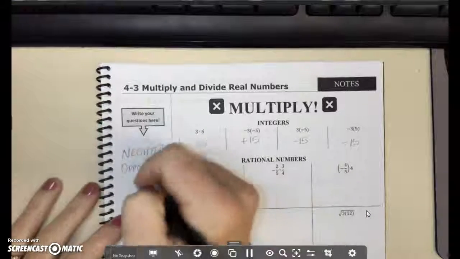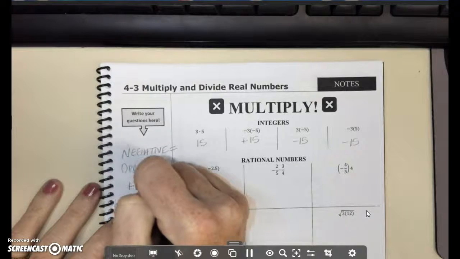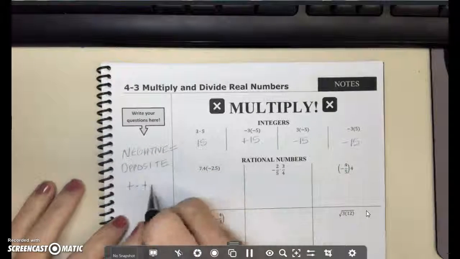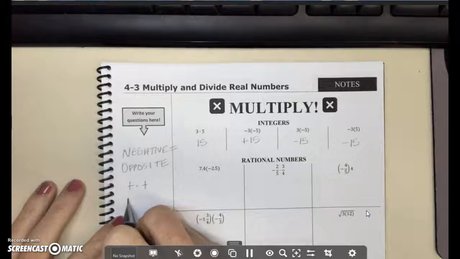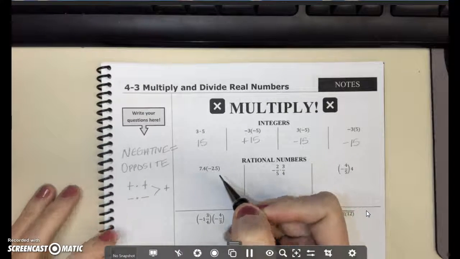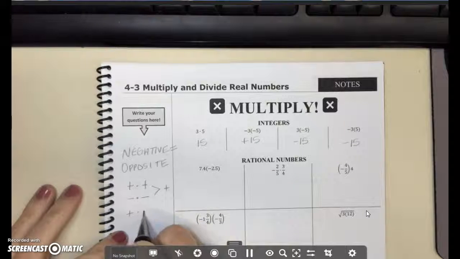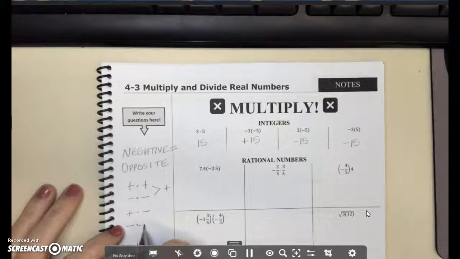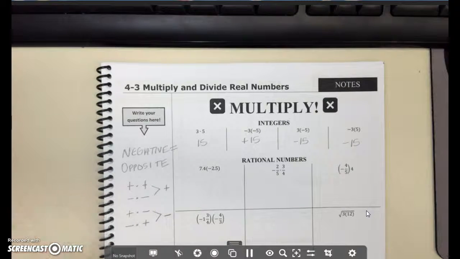You can make yourself a little chart over here on the side. Really the easiest way to think about it is if you have 2 positives being multiplied by each other, or 2 negatives, those answers are going to be positive. If you multiply a positive times a negative, or flip that around, a negative times a positive, your answer is going to be negative. My advice to you is figure out your sign first, then just worry about the numbers.